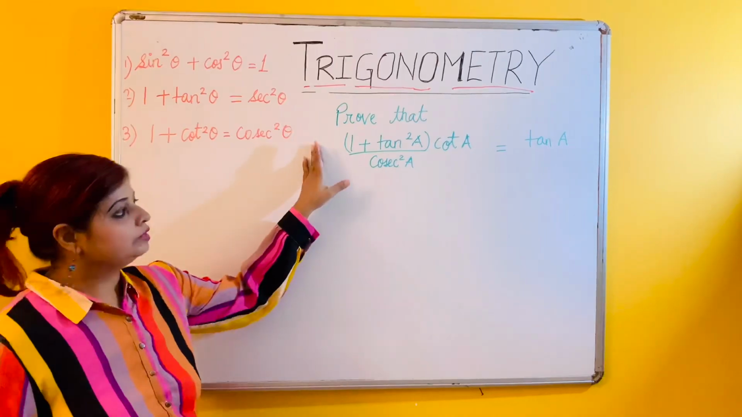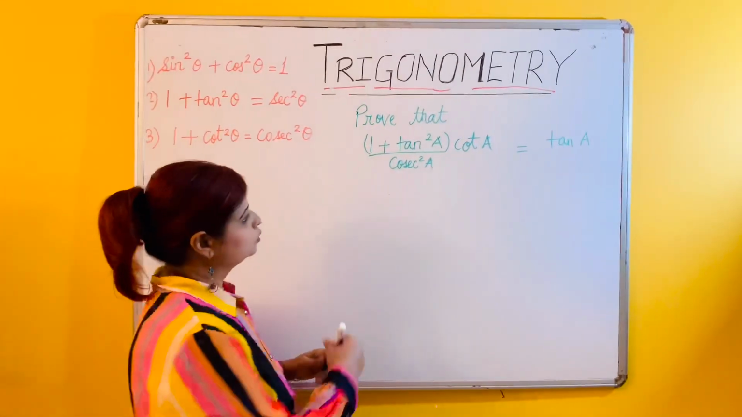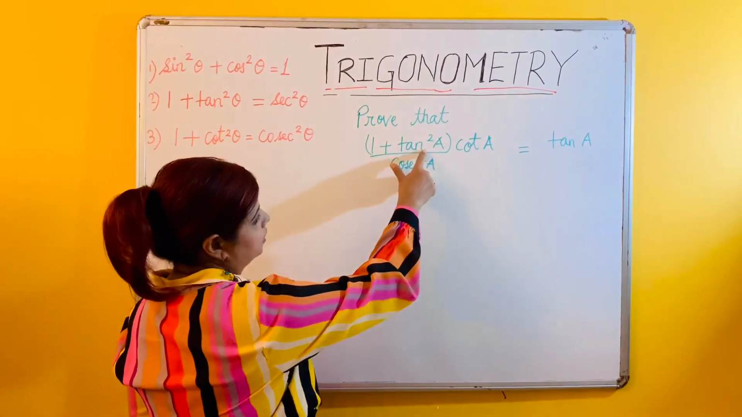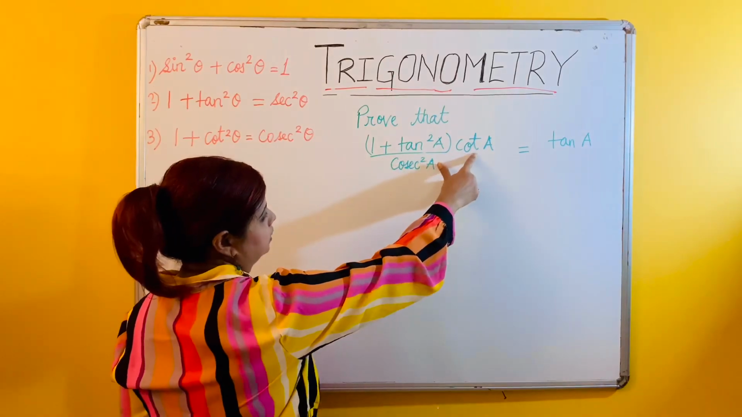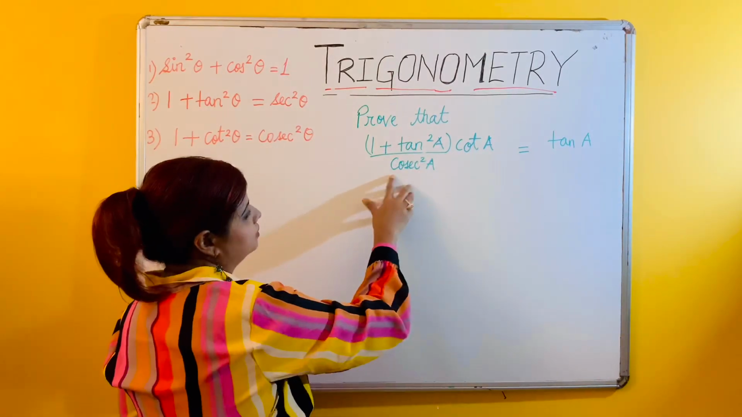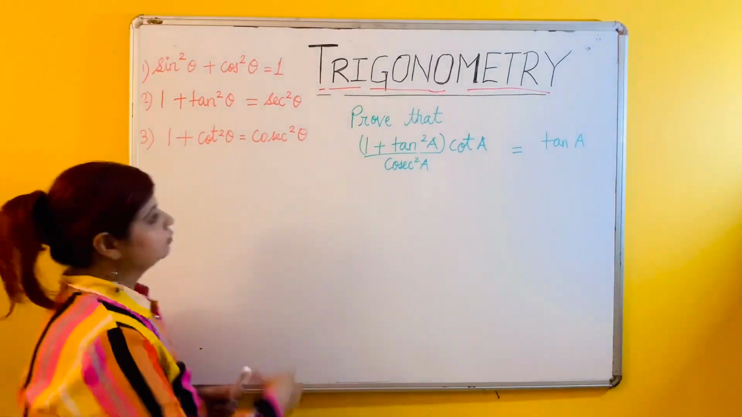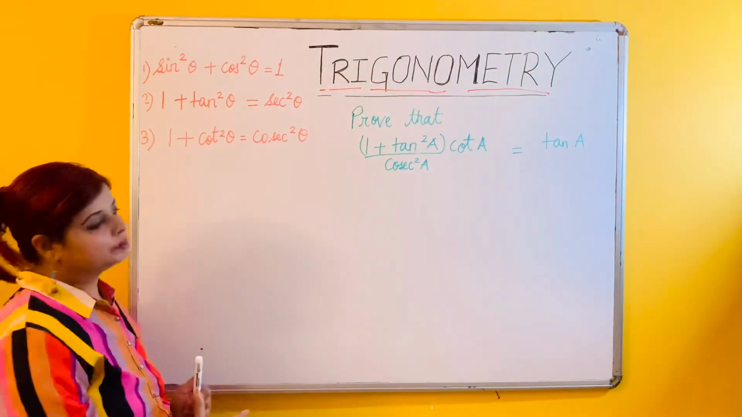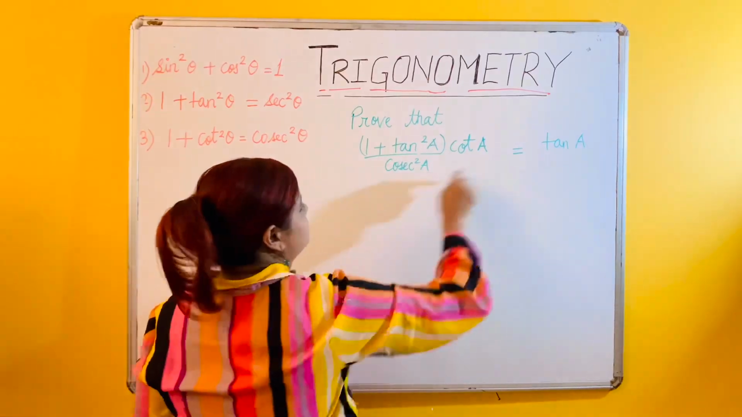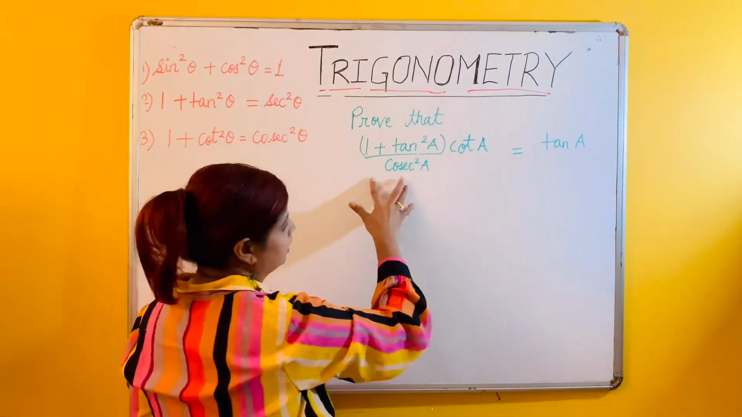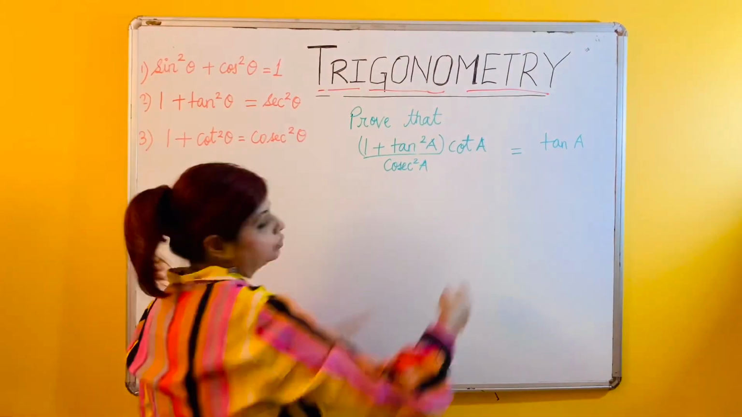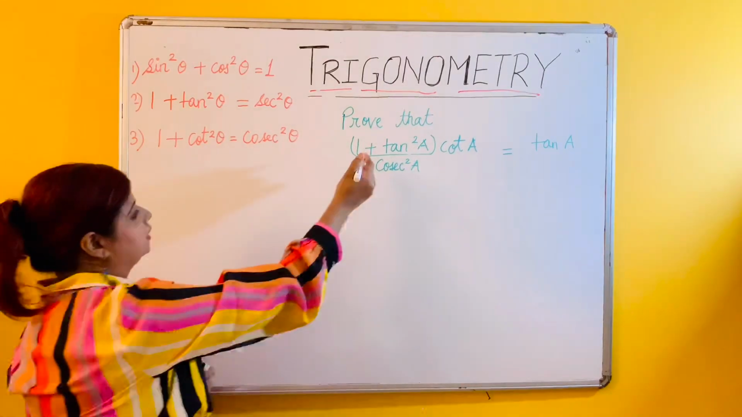So we are here with another problem. So we have to prove that 1 plus tan square A, and this is whole multiplied by cot A, divided by cosec square A is equal to tan A. Okay. So we will start with this side. Okay, because to bring from this to this is difficult. So we'll try to simplify this and bring it to this form. Okay. So we'll take this side.